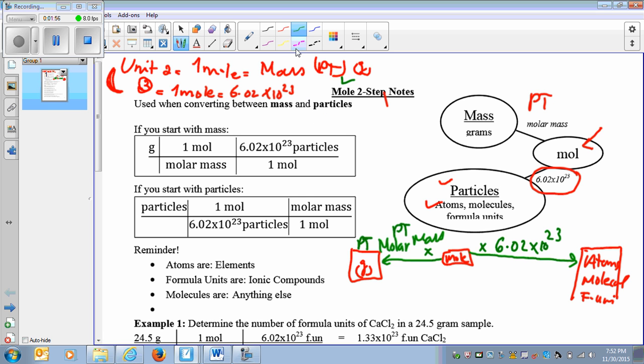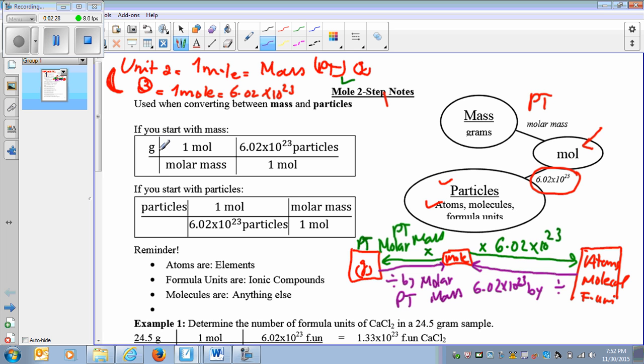Now coming back to the moles, if you are given atoms or molecules and you need to convert it into moles, you need to divide by the Avogadro's number. And if you're coming from the grams to the moles, you need to divide by the molar mass. So this is called the mole trail. Both ways you're working with molar mass on this side and Avogadro's number on this side.